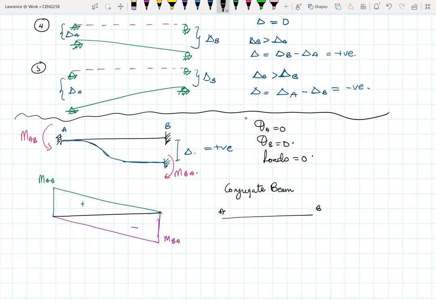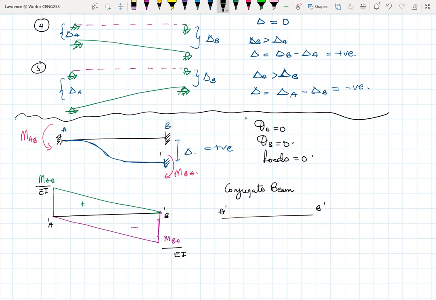Okay. If it has a fixed support at A, then it becomes a free end at A in a conjugate beam. And then in the real beam, if the end is fixed at B, it becomes a free end in a conjugate beam. All right. So it means that A prime and B prime is how the entire conjugate beam will look. So it becomes MAB over EI and then MBA over EI. All right. So this is how your conjugate beam is going to work.